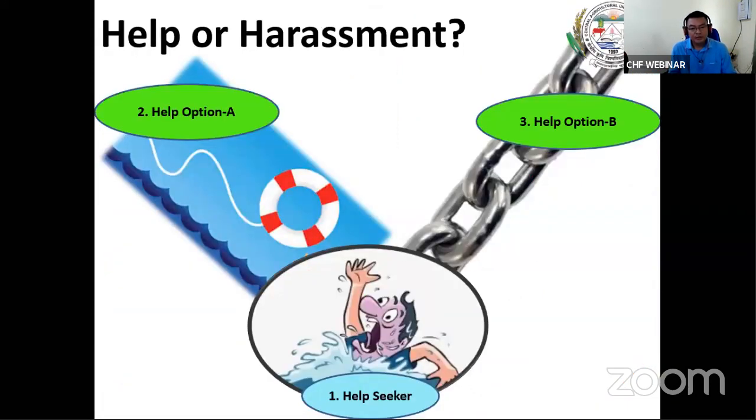When we are expecting help, please don't end up getting harassment. If you need 1 lakh, avail 1 lakh. If you need 1 lakh and you are expecting 10 lakh, you will be dumped with those excess 9 lakh or other things. So be very clear about getting help, which may turn out to be harassment in future.